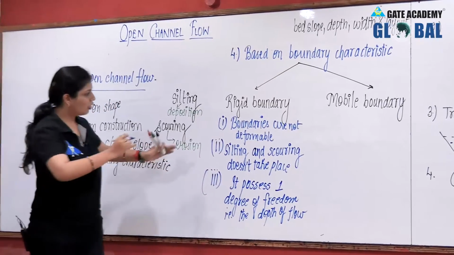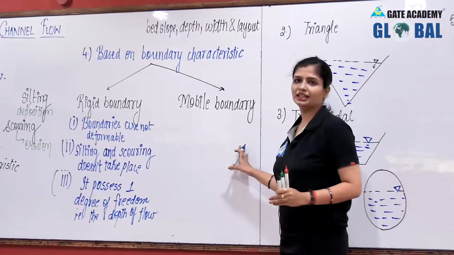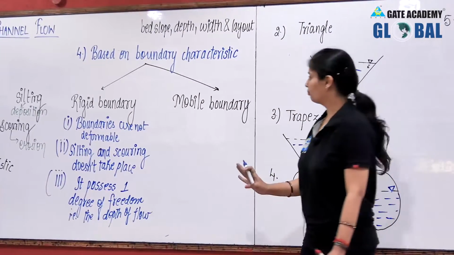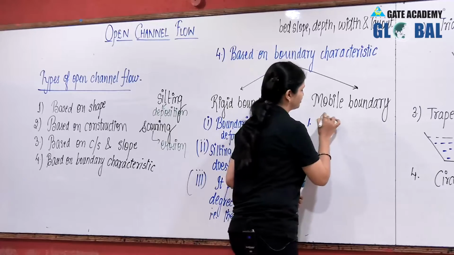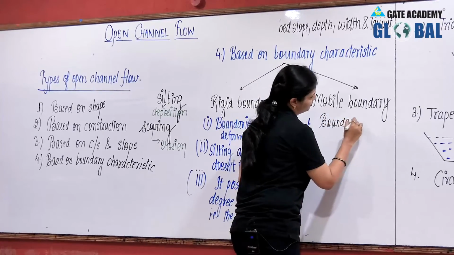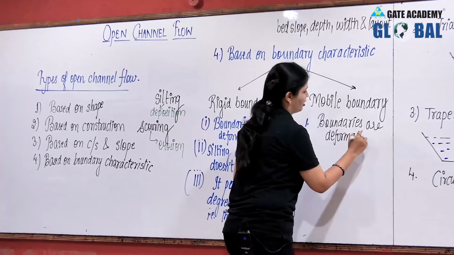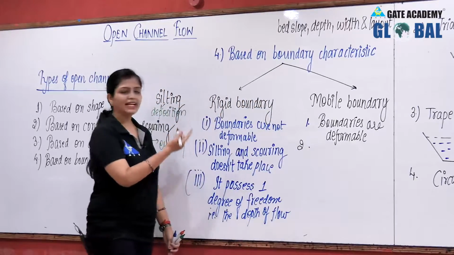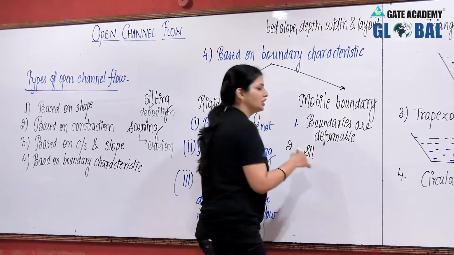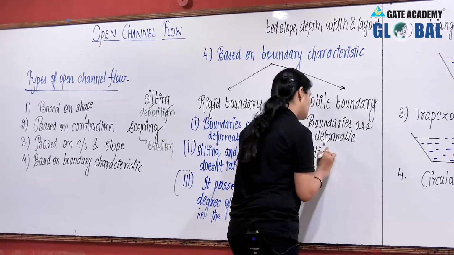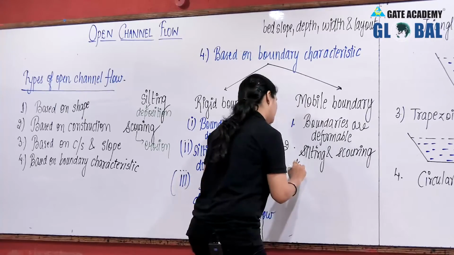Fine. Now all the things which are there in rigid boundary open channel flow, just the opposite of that will be in the case of mobile boundary open channel flow. Here, boundaries are deformable. You can write it here. Boundaries are deformable. Second one: there it is written silting and scouring doesn't take place. We will write it here: silting and scouring, that is deposition and erosion, takes place.